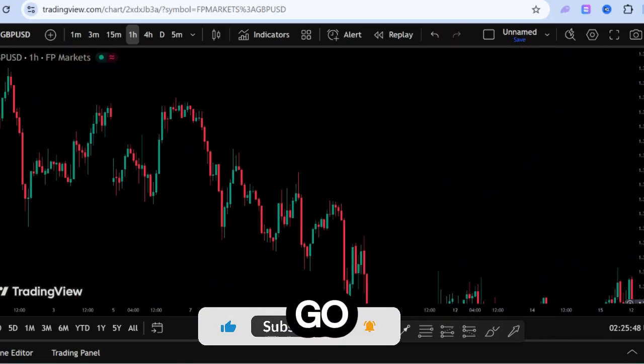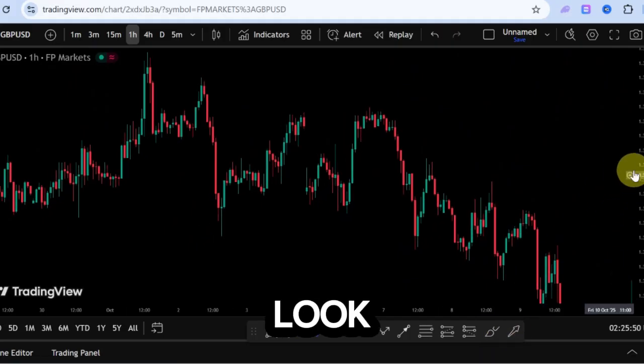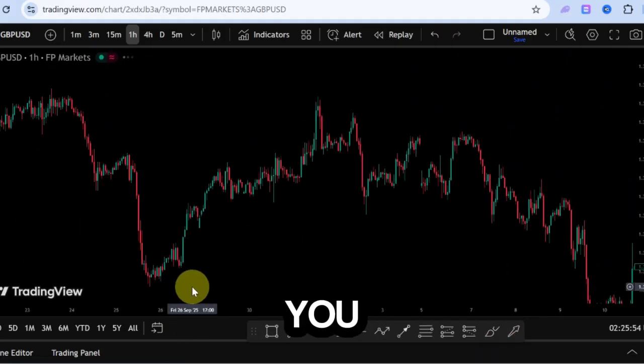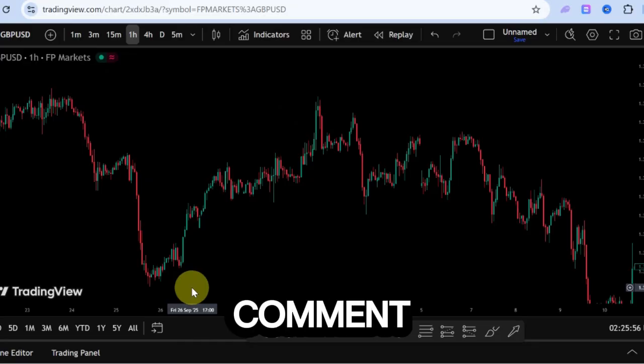So guys, I want you to go into your chart and try to look for this particular pattern and try it out. Let me know what you think in the comment section.